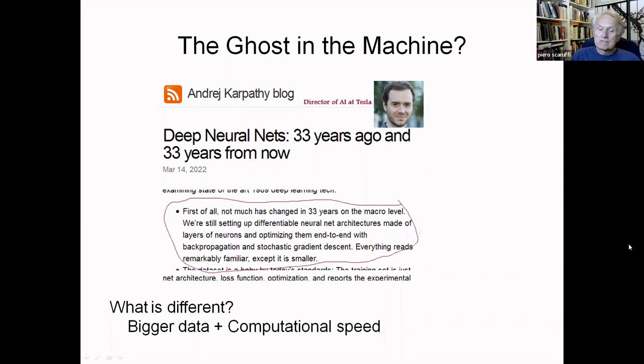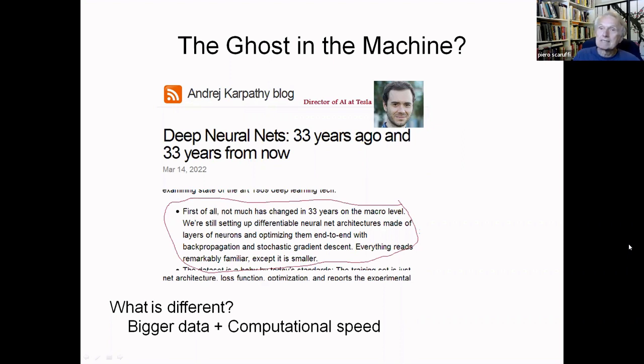What has changed, honestly? Bigger data sets. Now we have so much more computational power. Because we have more computational power, we can have bigger data sets and we can have more parameters.